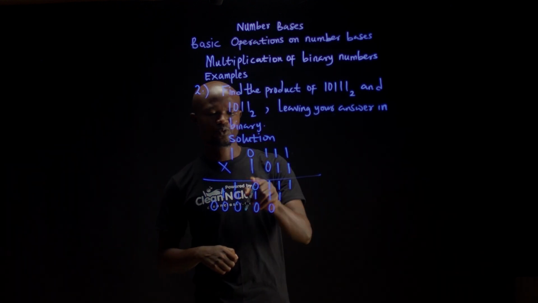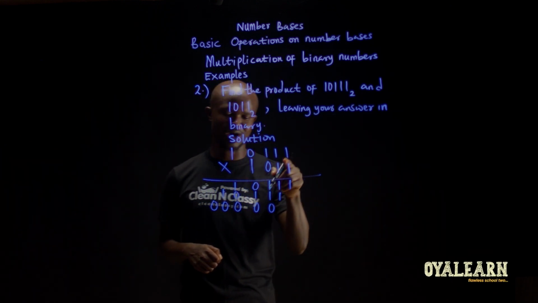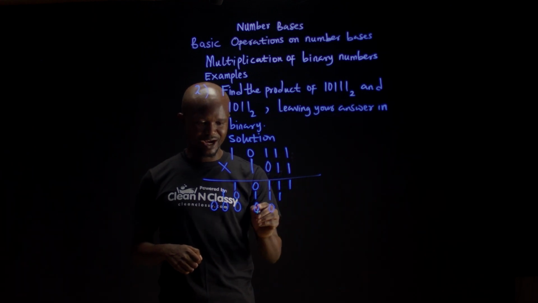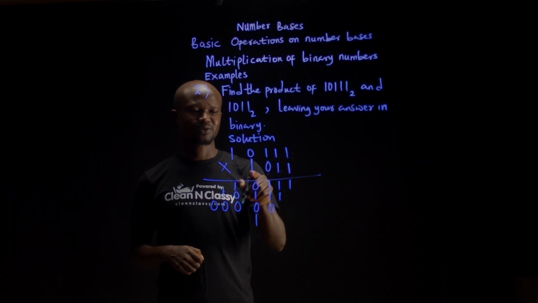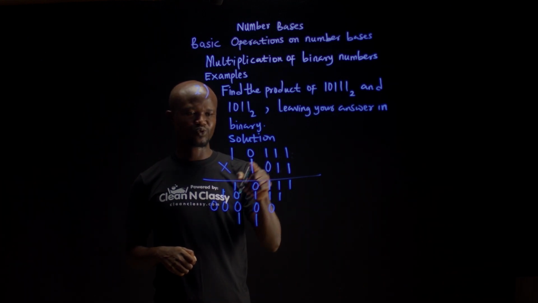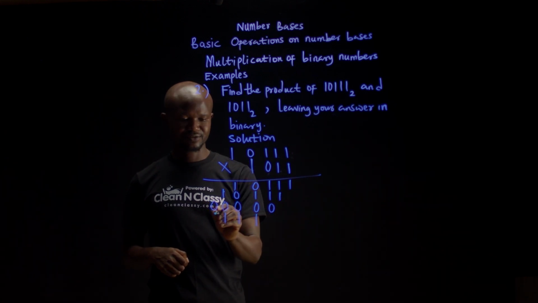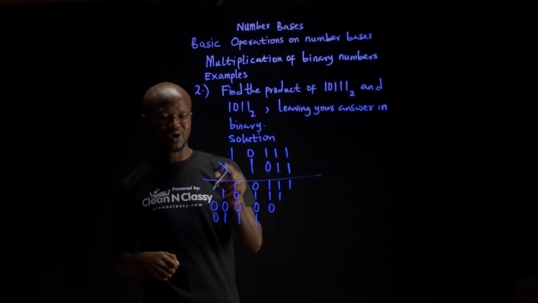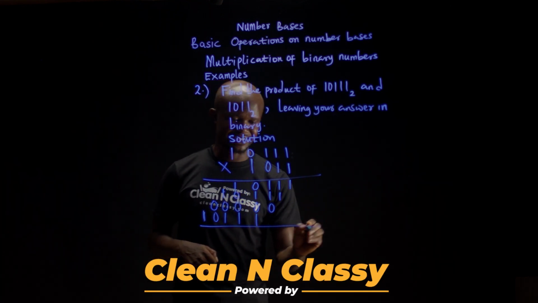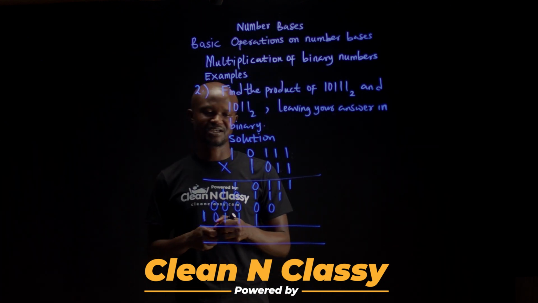Also, we now use 1, using 1 to multiply. 1 times 1, we have what? Look at the position of 1. 1 times 1, we have what? 1. 1 times 1, we have what? 1. 1 times 1, we have what? 1. 1 times 0, what do we have? 0. Then 1 times 1, what do we have? 1. Now we add together to get our final answer.